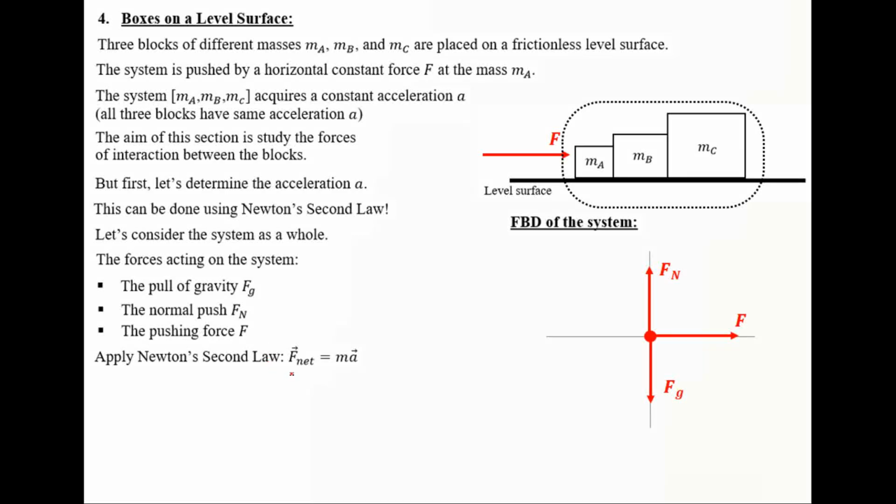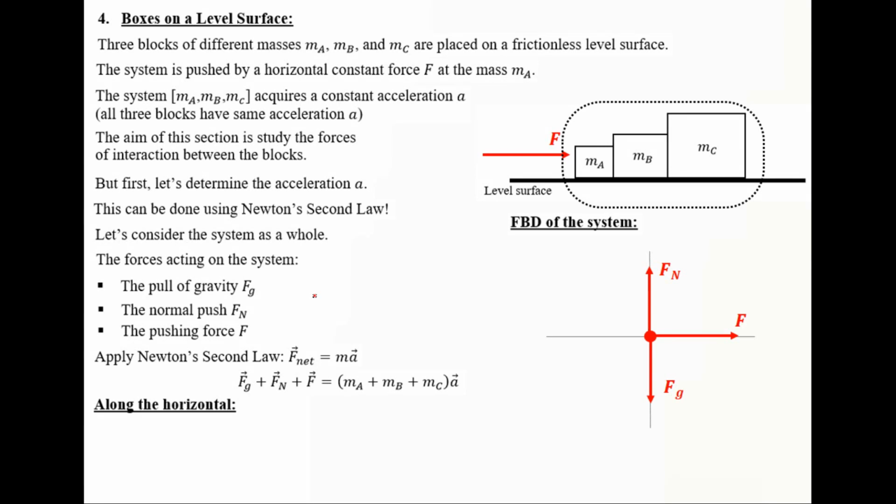F net would be the total forces acting on the system given by this, and that would be the pull of gravity plus the normal push plus capital F, and the mass would be replaced by the total mass of the system given by MA plus MB plus MC. Now this is a vector equation. We need to deal with it solely along the horizontal and/or the vertical.